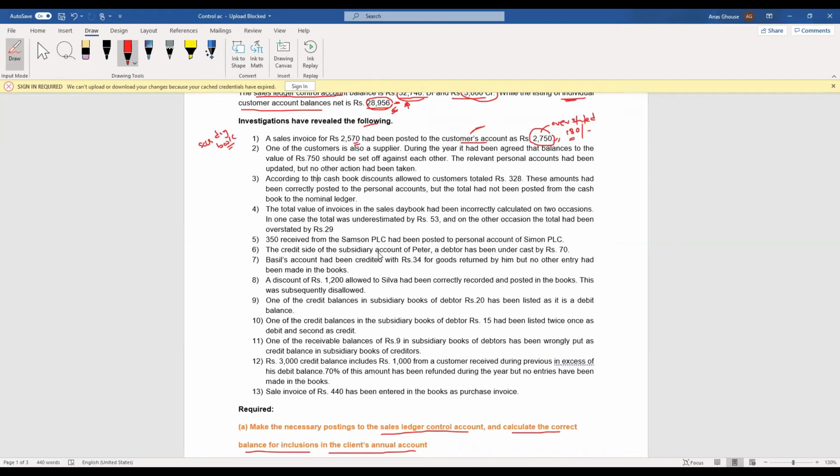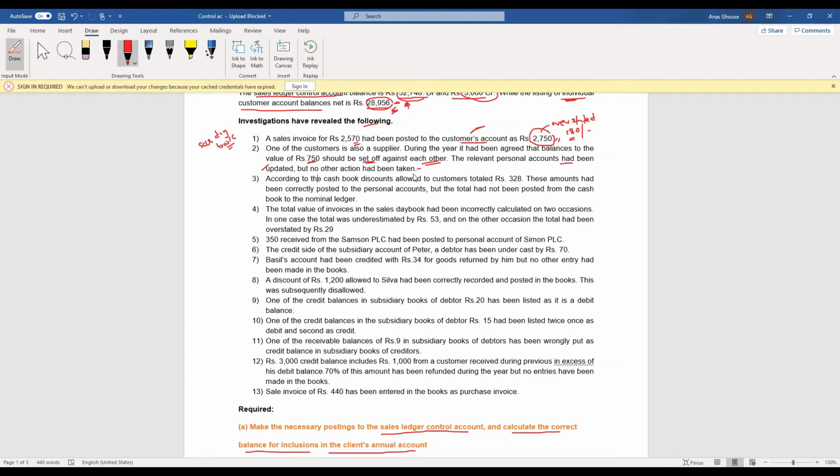One of the customers is also a supplier. During the year, it had been agreed that a balance to the value of 750 should be set off against each other. The relevant personal accounts had been updated, but no other action had been taken. Which means the individual customer account balances are updated, but the control account balances are not updated.